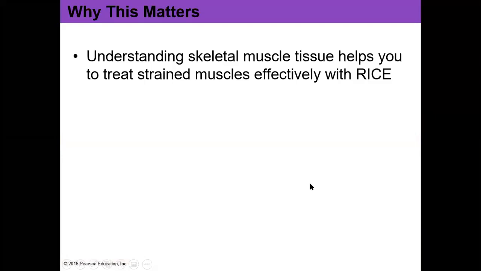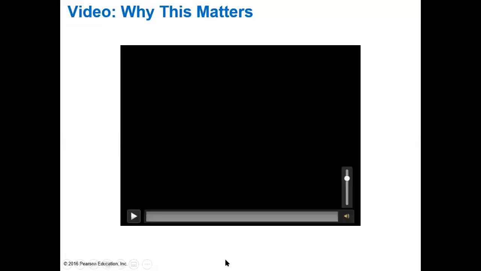Anyway, we're going to understand the skeletal muscle tissue that helps you to treat strained muscles effectively with RICE. My EMTs, what is RICE? Any of my medical students, actually, what is RICE? Rest, ice, compression, and elevation, which is what you typically use to treat most muscle injuries.